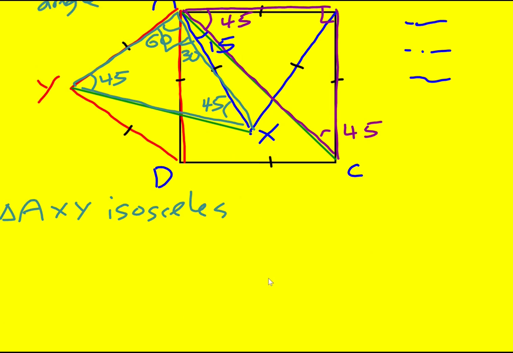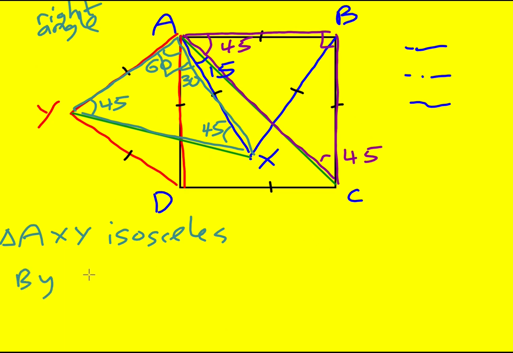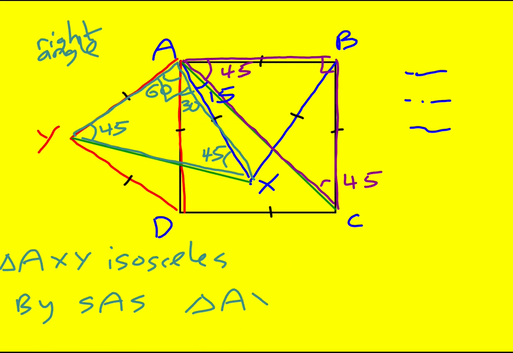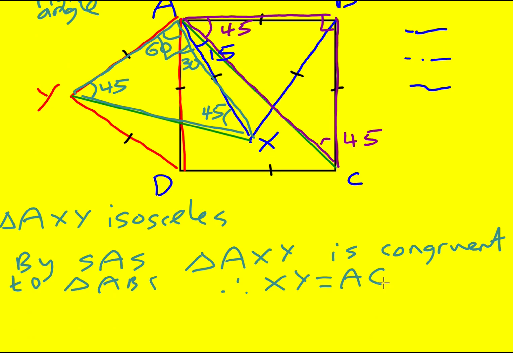And actually we have congruent triangles because these two are the same. And we can say by side angle side, triangle AXY is congruent to triangle ABC, and therefore XY equals AC. And that's enough.